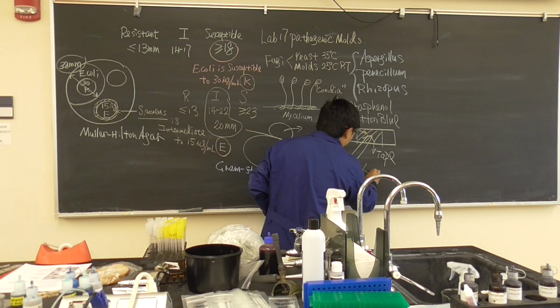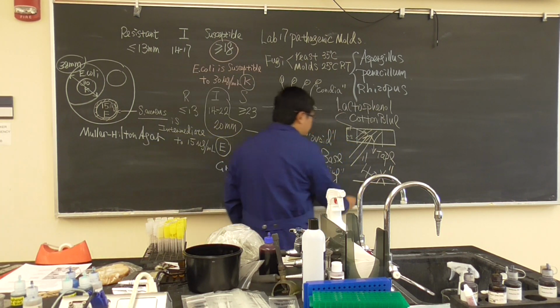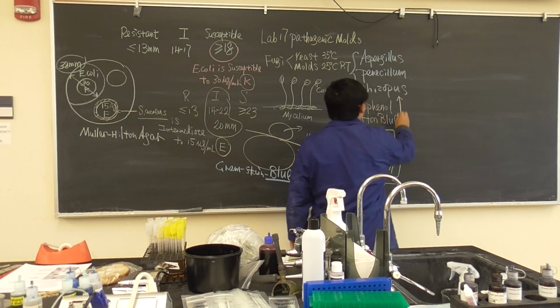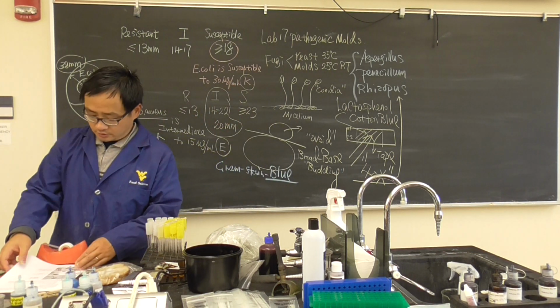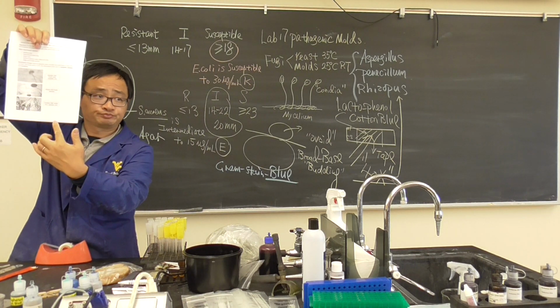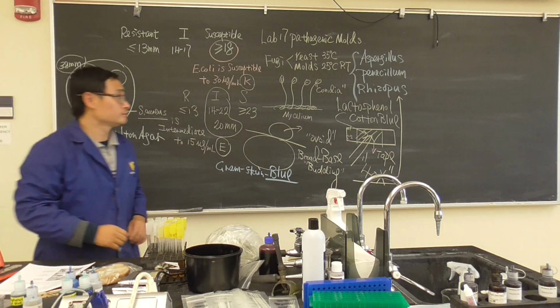And then underneath 40x, this is the first time we use 40x and the only time we use 40x. We want to see what it looks like. Is that Aspergillus, Penicillium, or Rhizopus? Compare it to the morphology on the first page. Okay? That's the first job. Two of you will work together.